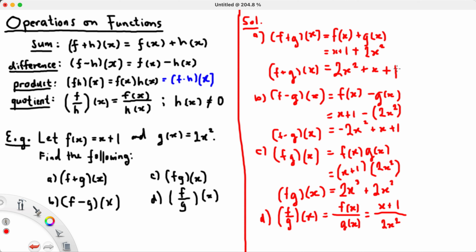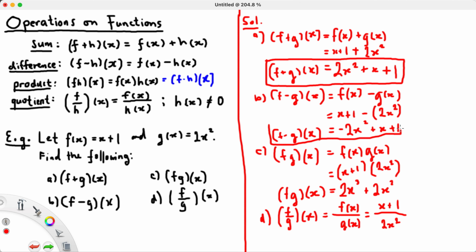I think it's a common practice to box the final answer. So let's do that here. So let's box this answer here for the sum, that's letter A. Okay, let's box letter B for the difference. It's going to be like a crooked box. Not really crooked, but it is very crooked. I'll try my best. Okay, something like that for letter B.